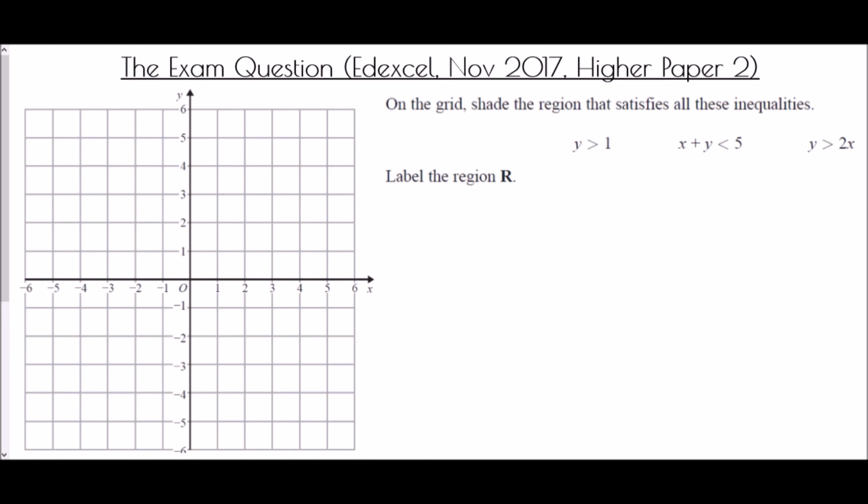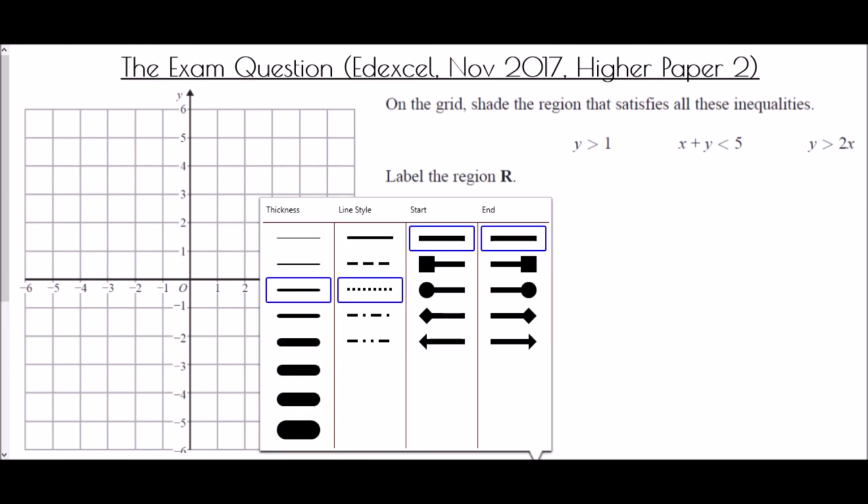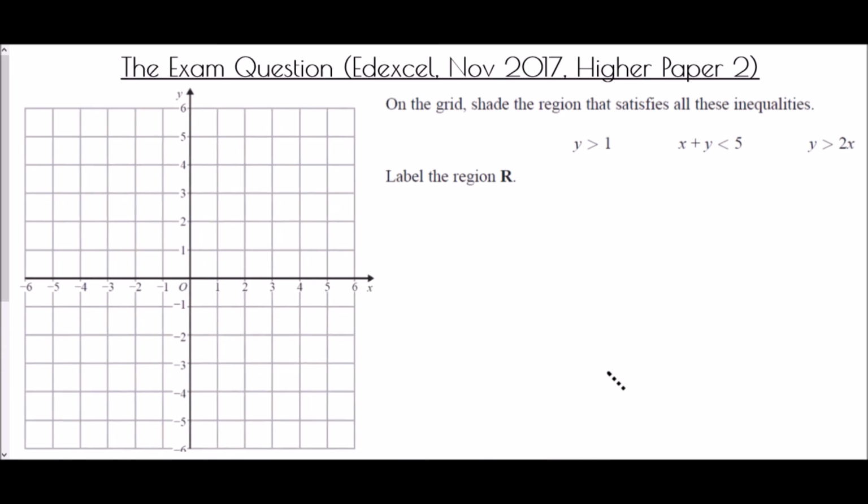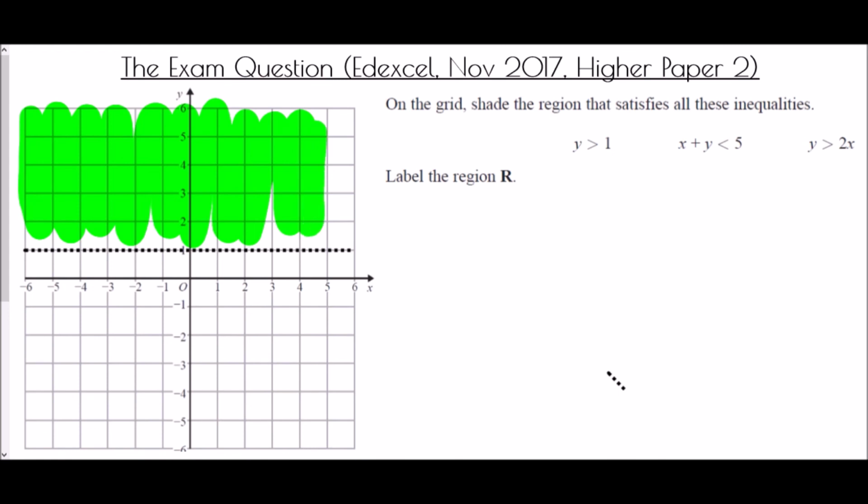It's y is greater than 1. Now because it's greater than 1, that is just going to be a straight line, and it's going to go through the y-axis at 1, but it is a greater than, not a greater than or equal to, so it is a dashed line. And in this case we want to shade the sections which satisfy the inequality. Therefore this time I'm going to shade in the bits which do work. So I'm going to shade in everything where y is greater than 1.